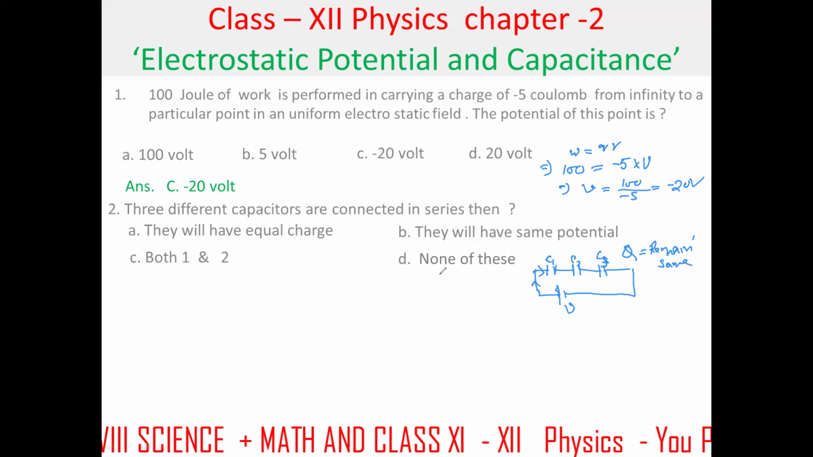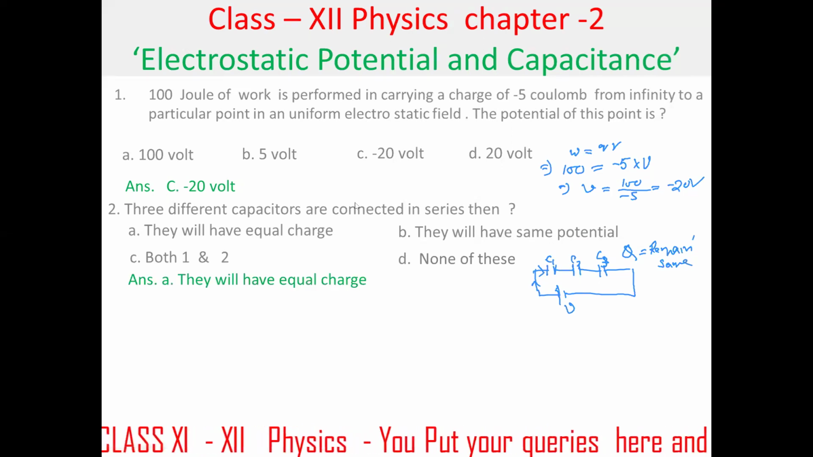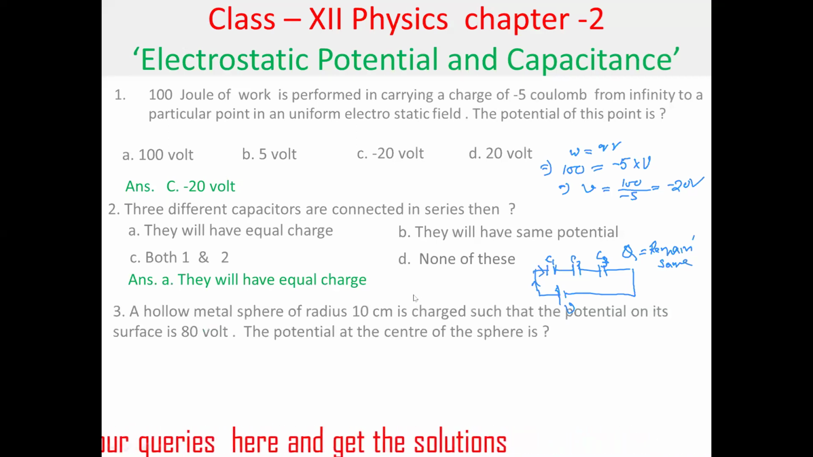So the answer would be, because if the combination had been in parallel, then the voltage would have been same. But in case of series, the charge remains same, remember this. Okay, now see the answer. Answer is already mentioned here. So they will have equal charge. Now go to question number 3.